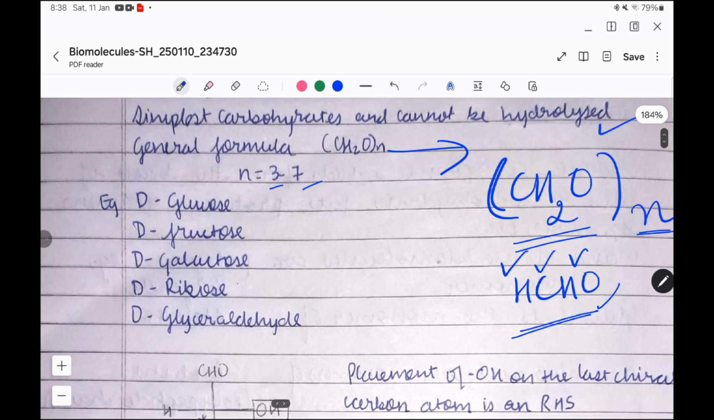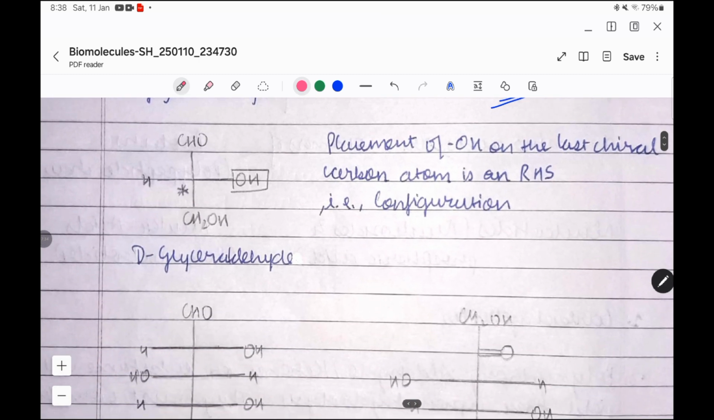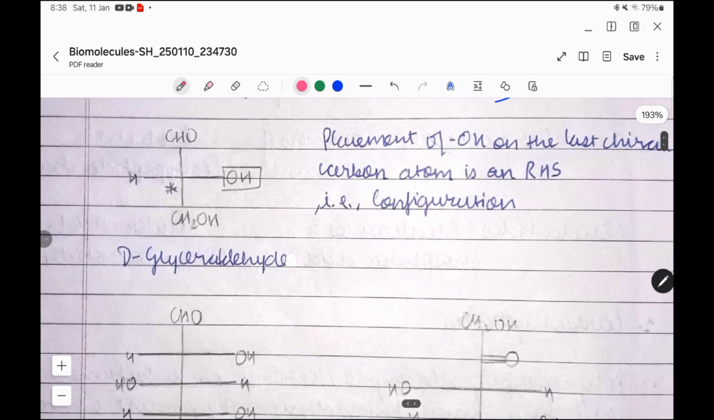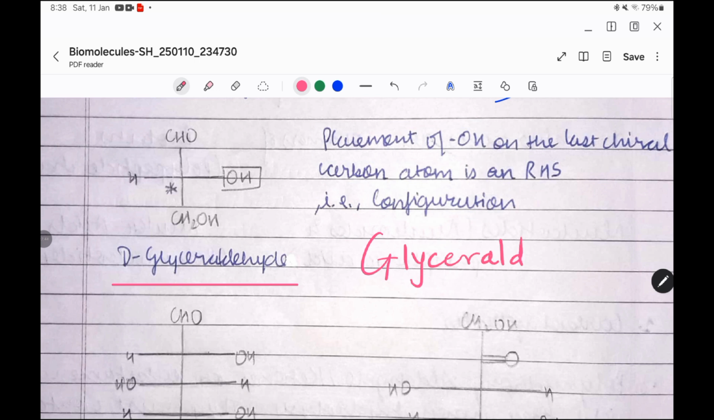The examples are D-glucose, fructose, galactose, ribose, and glyceraldehyde. We have taken the examples from the textbook itself because they will be asked in your examination. What is the meaning of D? Let us understand that also. This is the simplest carbohydrate, glyceraldehyde, right? I'll write the name once again here: glyceraldehyde. It's very simple to remember.